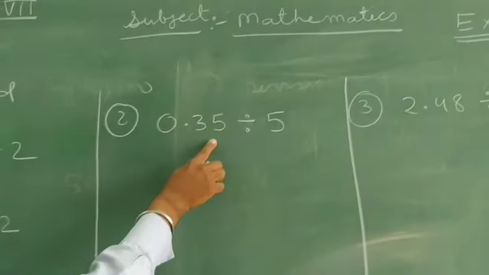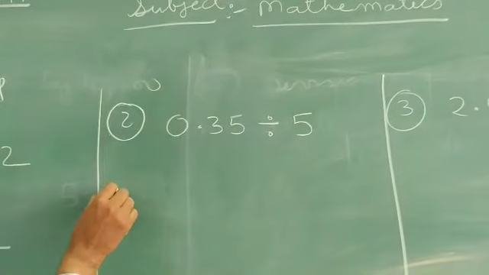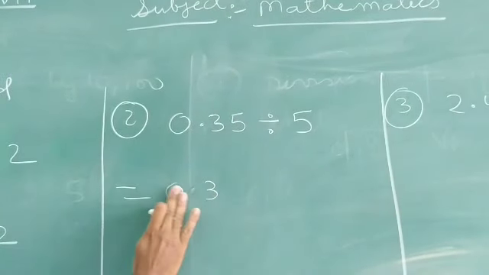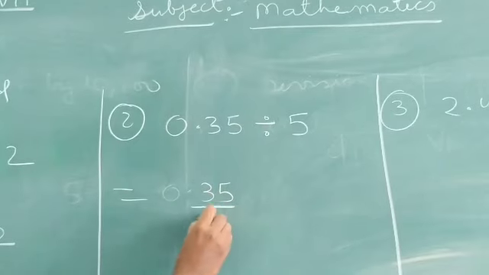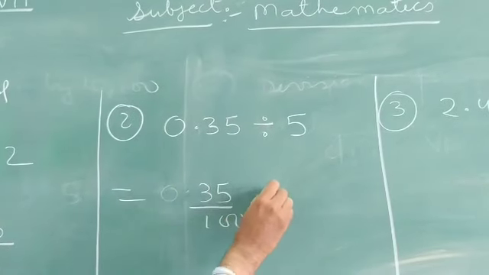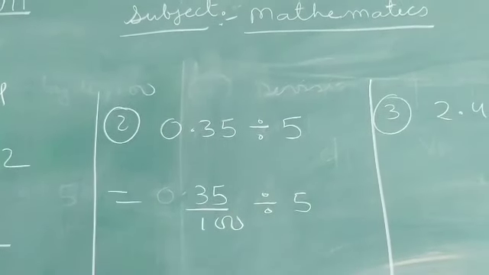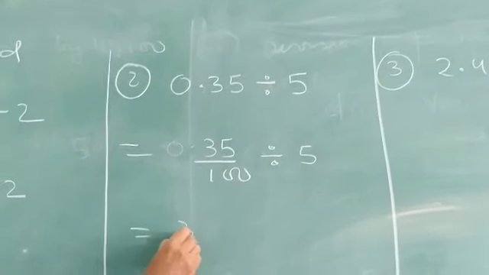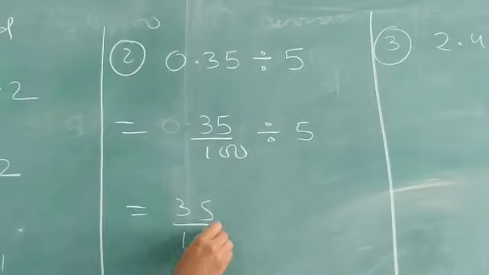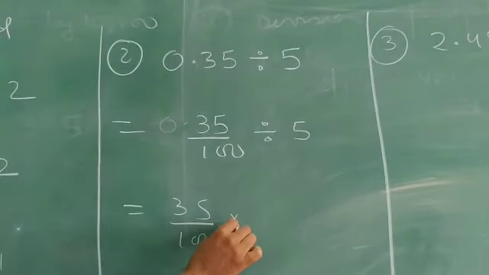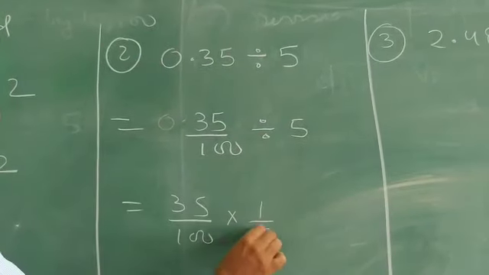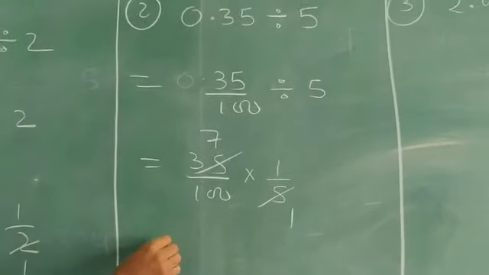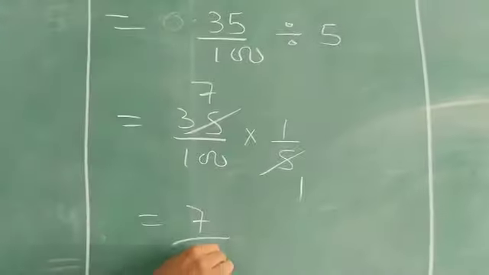It is 0.35 divided by 5. Again the same way. First I will convert 0.35, so it will come as 35 by 100 divided by 5. At a time, move only one step. Now I will take the reciprocal of this and change the division to multiplication. 5 sevens are 35, 5 ones are 5. You can see this answer is 7 by 100.